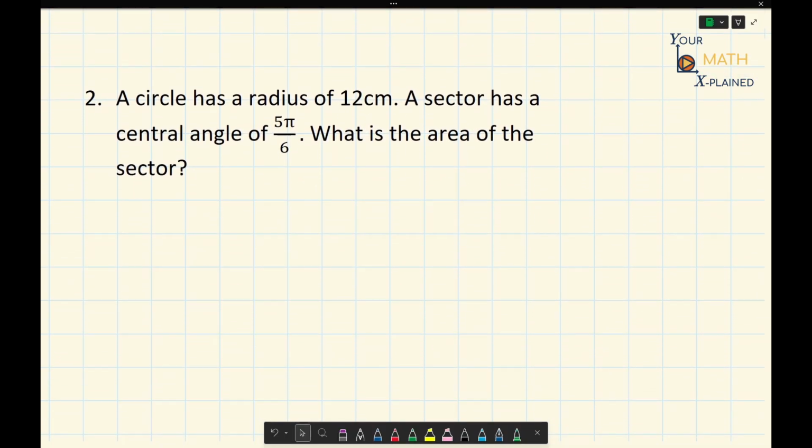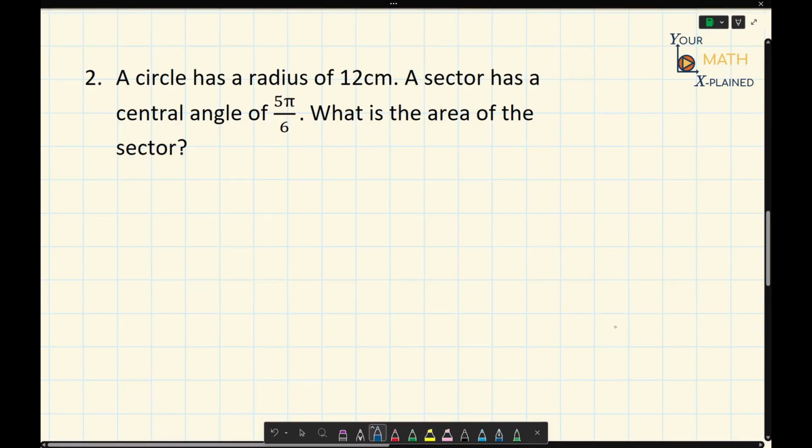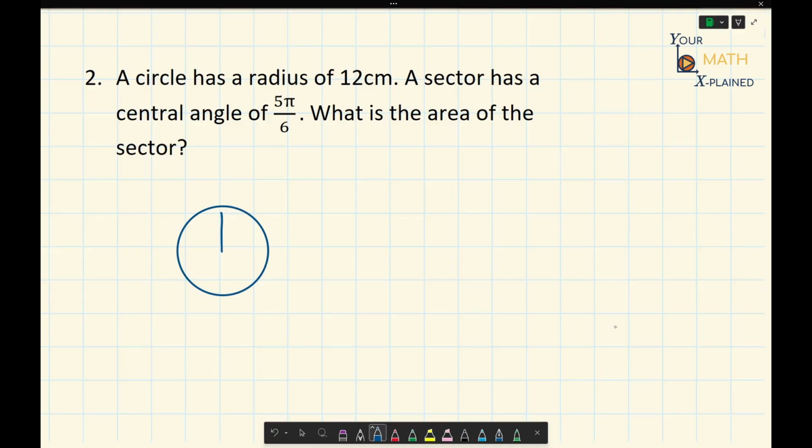Okay, so now if a circle has a radius of 12 centimeters, and a sector has a central angle of 5 pi over 6, what is the area of the sector? Let's go ahead and draw that. We have our radius, which is 12 centimeters. And then we have our angle theta, which is 5 pi over 6. So we're looking for the area of this sector right here.